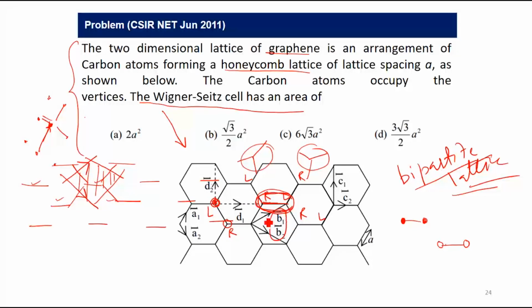So what will be the area of this Wigner-Seitz cell? What is the area of a parallelogram whose sides are given by vectors B1 and B2? The area is nothing but the magnitude of B1 cross B2, isn't it? Now, can you tell me what is the value of B1?